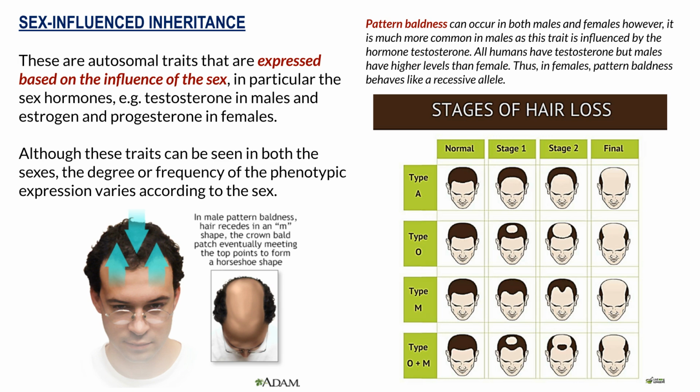Sex-influenced inheritance refers to traits controlled by autosomal genes, but whose expression depends on sex hormones, such as testosterone and estrogen. These traits can be seen in both sexes, but they occur more frequently or more strongly in one sex. Pattern baldness is a well-known example, appearing more commonly and more severely in males.